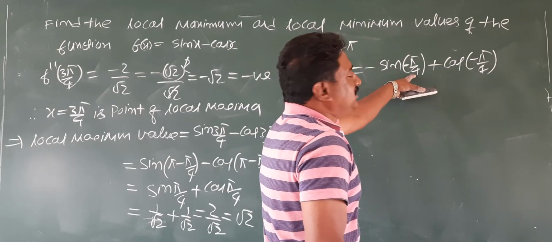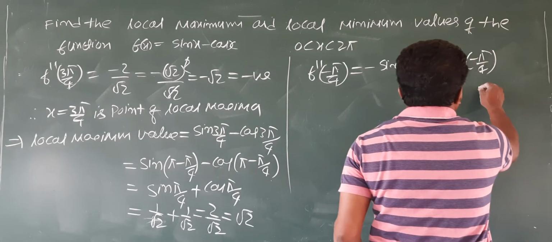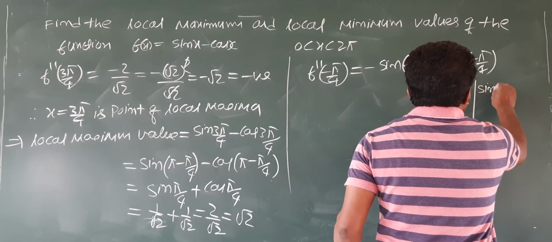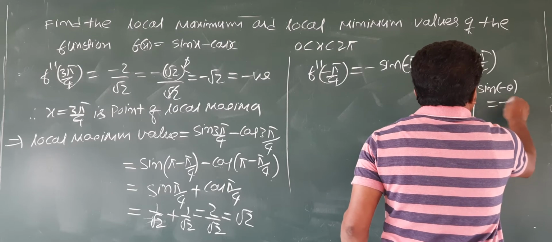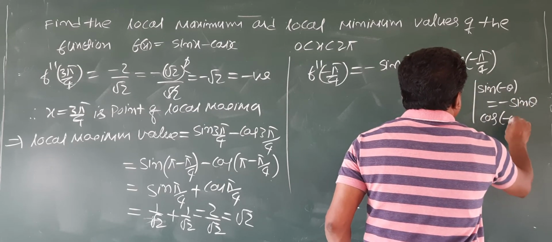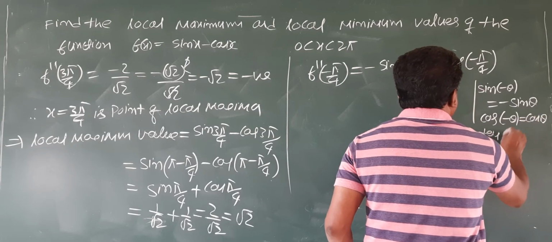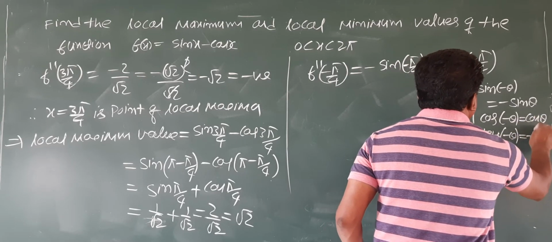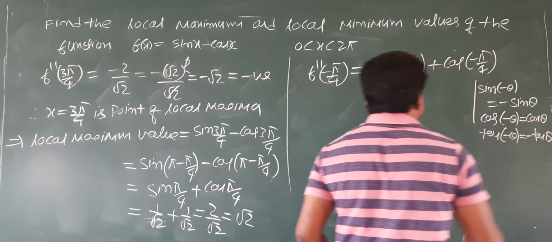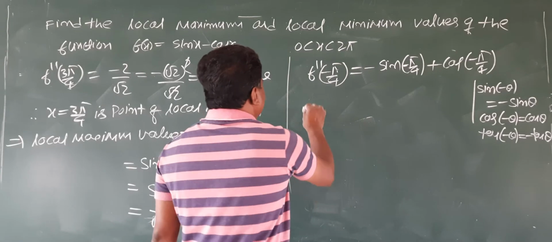What is sin minus theta? Minus sin theta. Remember this. Sin minus theta is minus sin theta. Cos minus theta is cos theta. So tan minus theta is minus tan theta. So go for that.